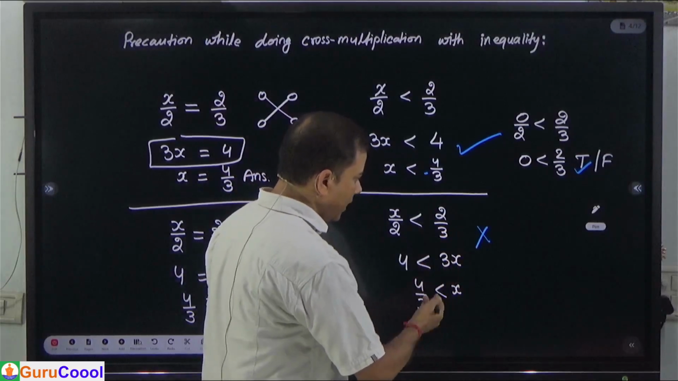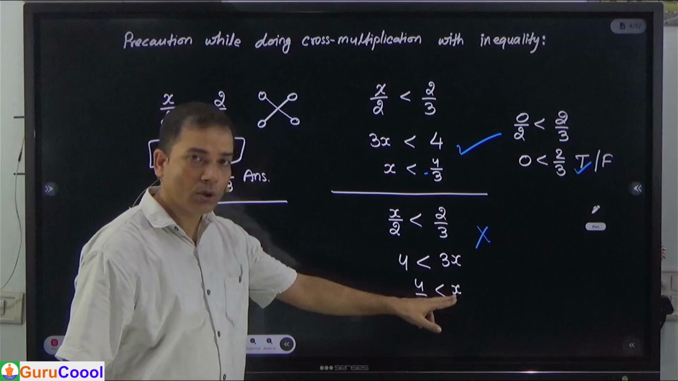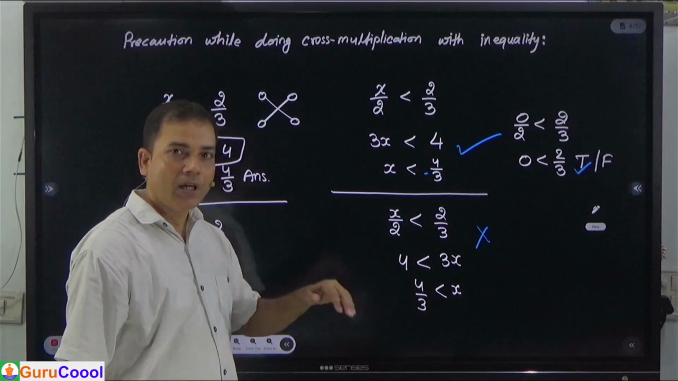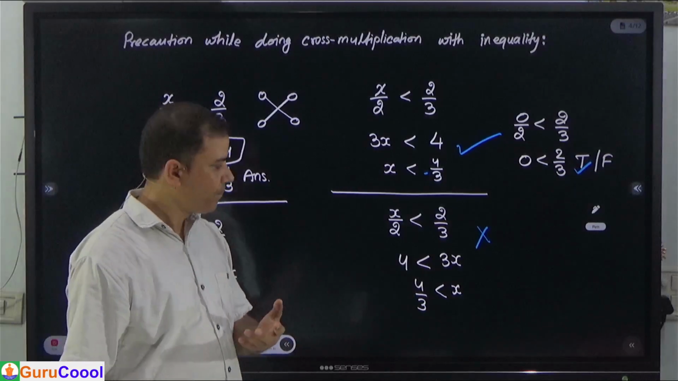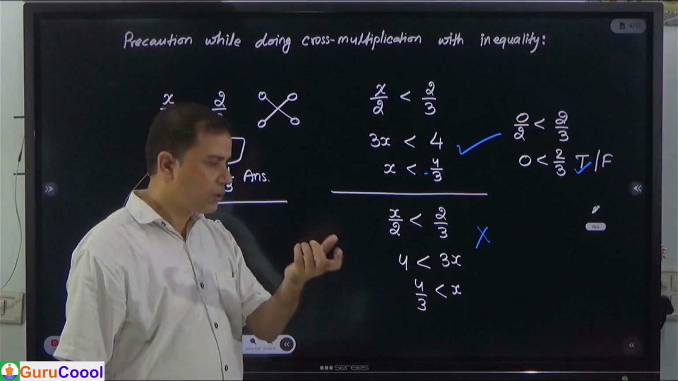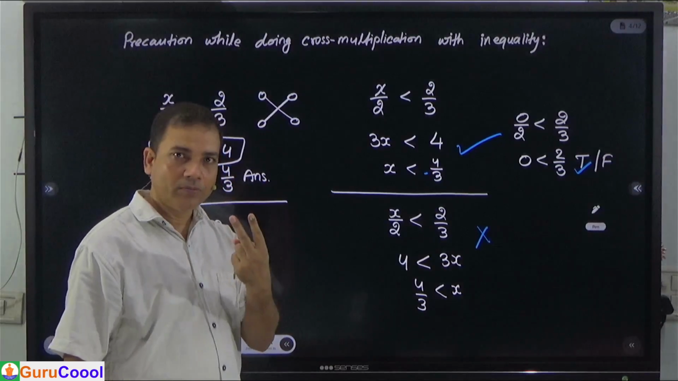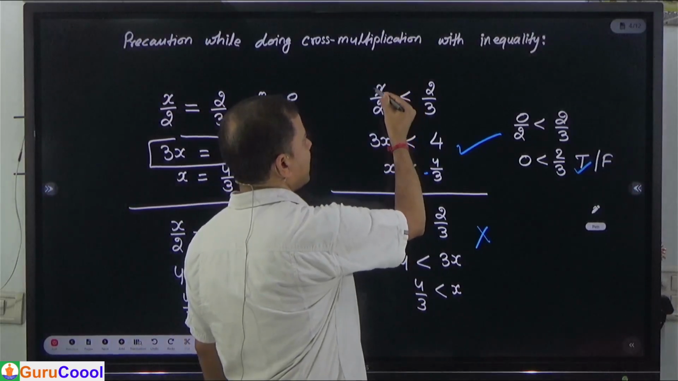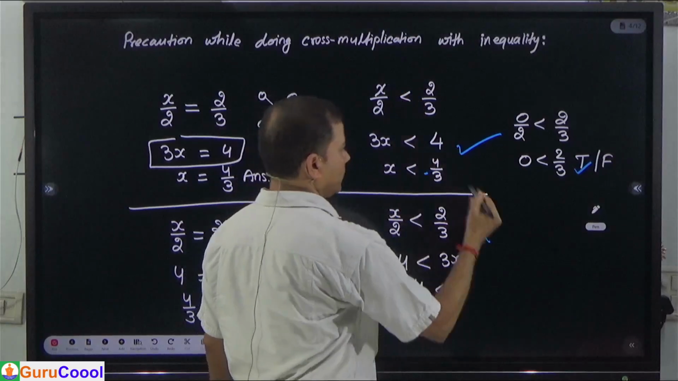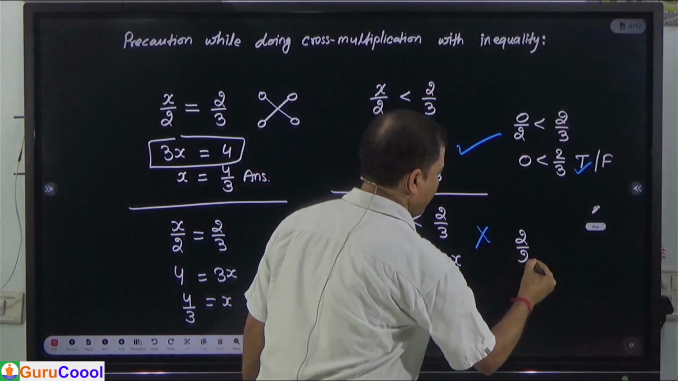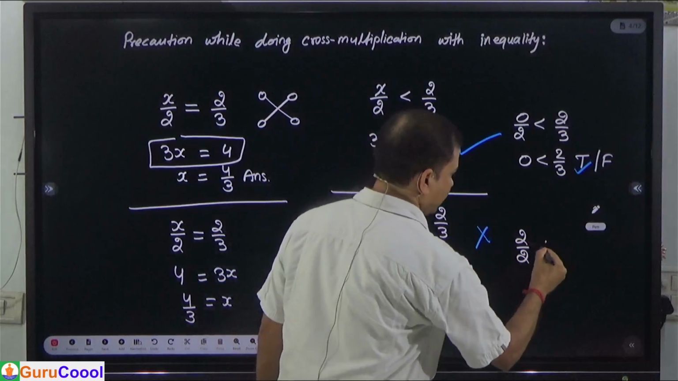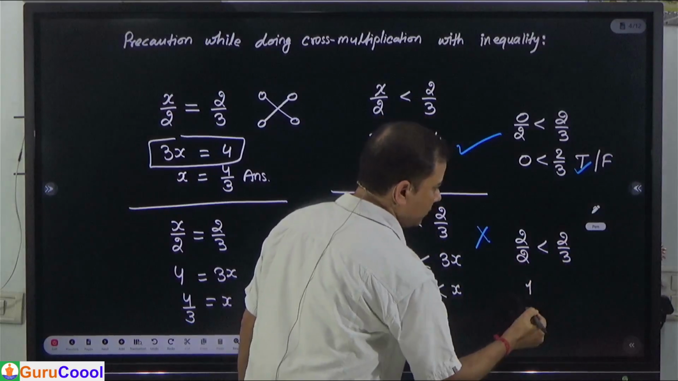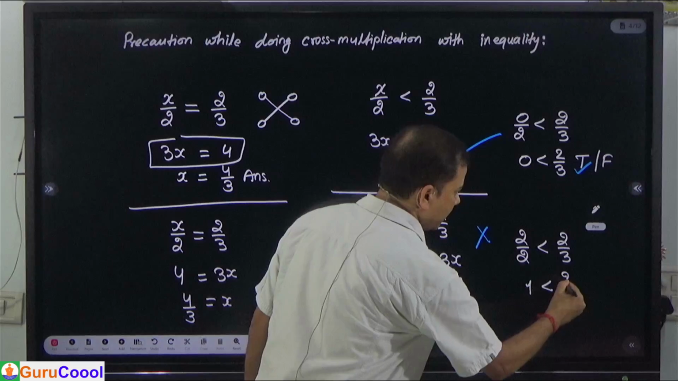Well, now let us check this one. It says x, the solution number x, should be greater than 4 by 3. Greater than 4 by 3 means greater than 1.3. And greater than 1.3, let us choose a number 2. Substitute here in place of x. So here in place of x, we'll write 2 by 2, lesser than 2 by 3. 2 by 2 means 1. 1 is lesser than 2 by 3.